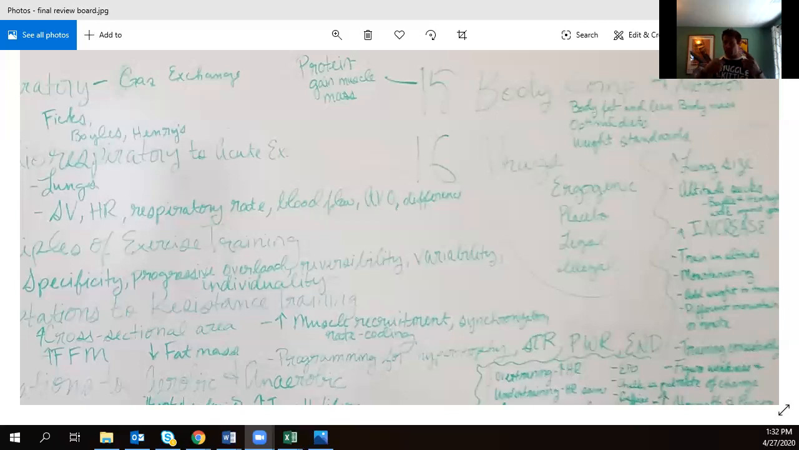Does that make sense to you guys of how we try to plan that out? Yes. Okay. Now, when it comes to the resistance training program, if our goal is to increase muscle mass, how do we need to be programming for that athlete?